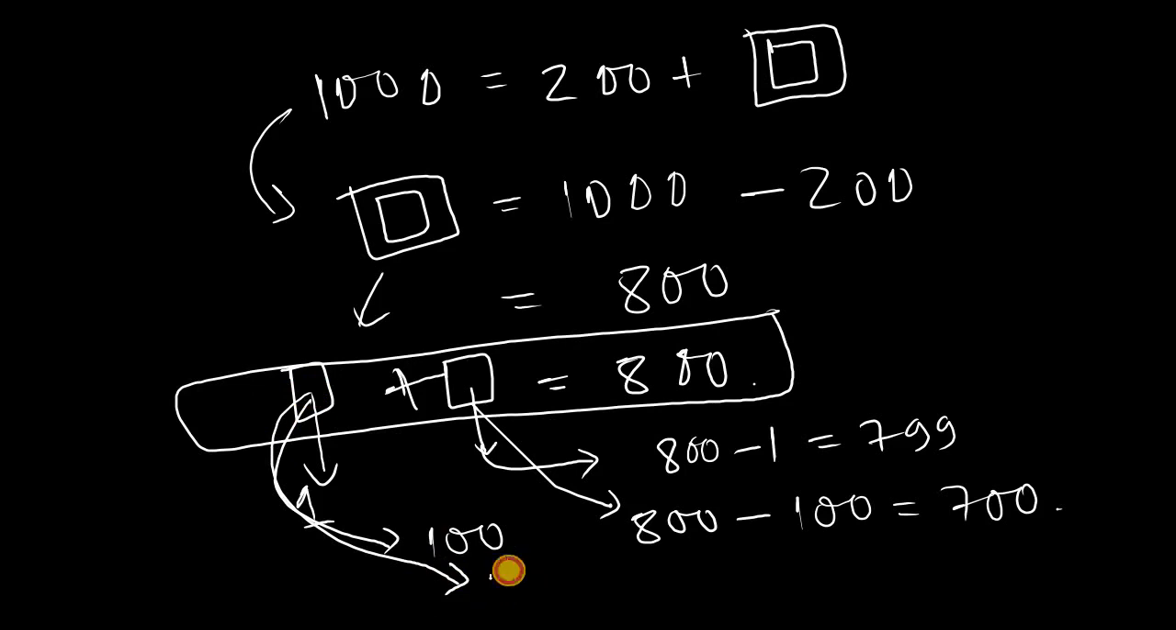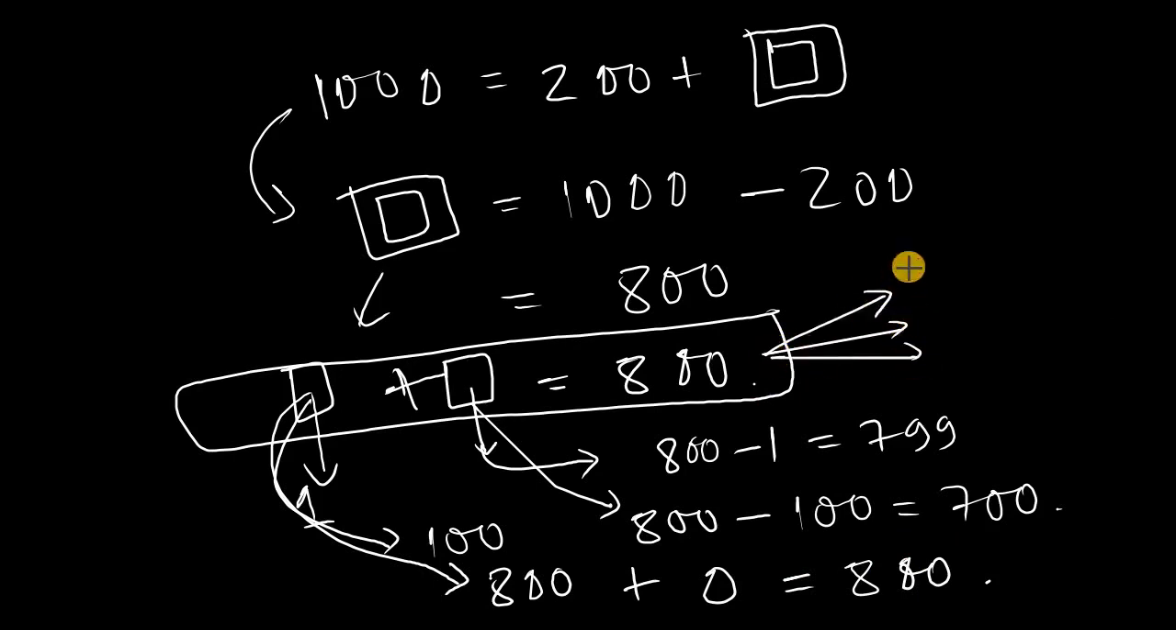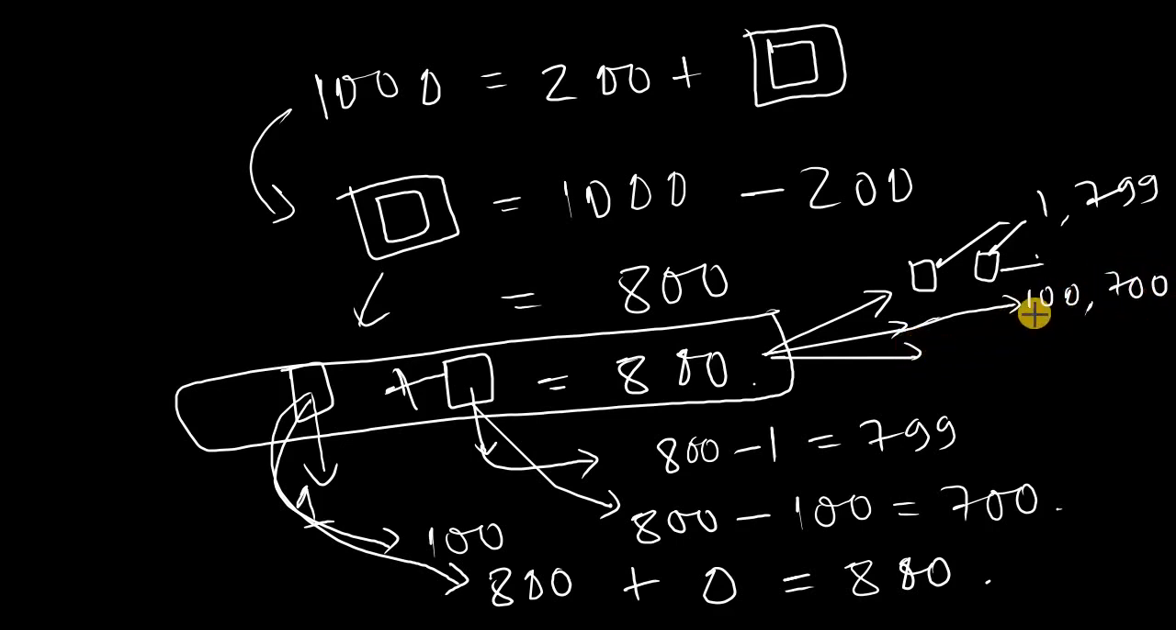Say if you choose the biggest number 800, then the next number should be 0, of course. Then only you will get 800. So you see, there is not a unique solution, which means that there are many possibilities for the two boxes. One is 1 and 799, another is 100 and 700, and so on and so forth.